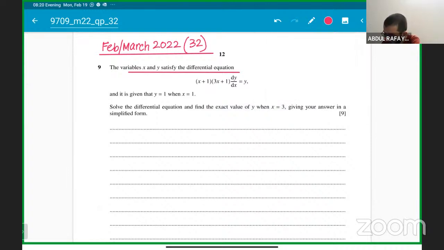Should we start? So step number 1, again the same thing. The differential equation is already given, so you separate the variables. We have to separate the variables.